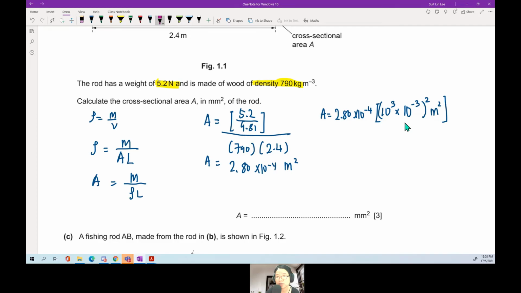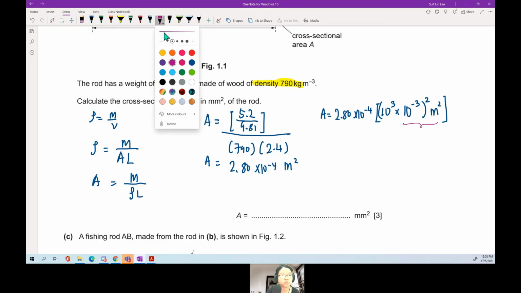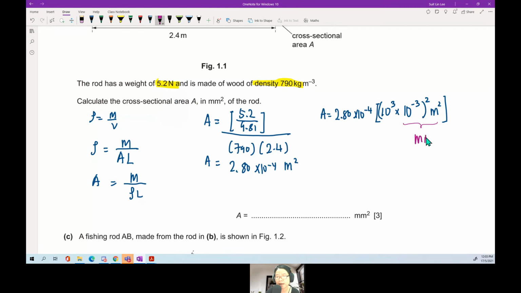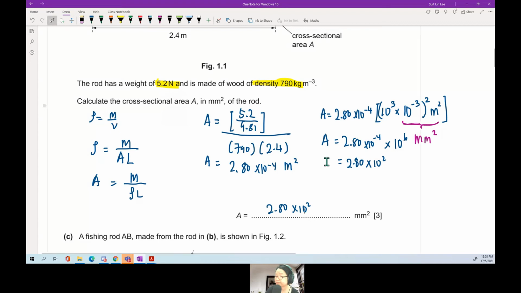Okay? So here we'll make this into mm squared, this whole thing. And then what is this part here? This part here will become A equal to 2.80 times 10 to the power of -4 times 10 to the power of 6. So this is 2.80 times 10 to the power of 2. Can you leave your answer like that? Of course you can, no problem. Can you write 280? Also can. Not a problem.